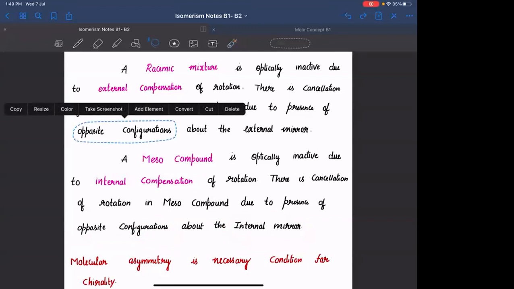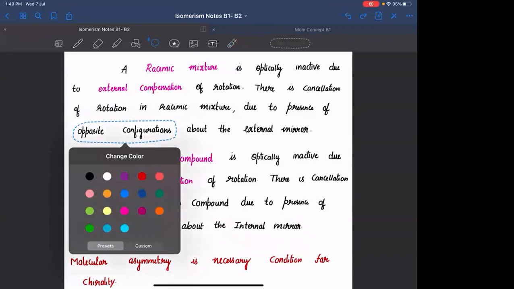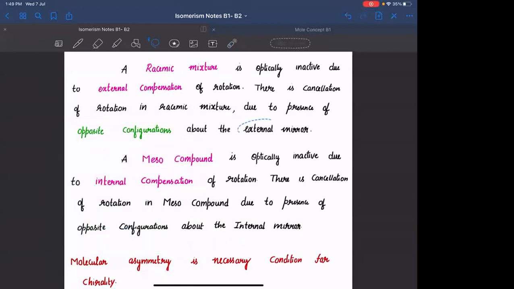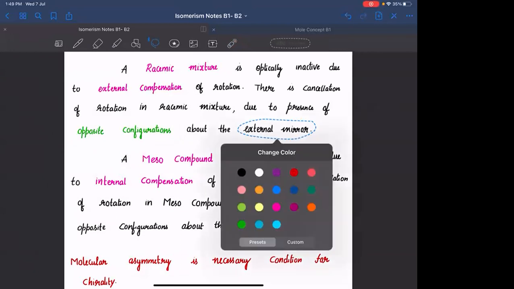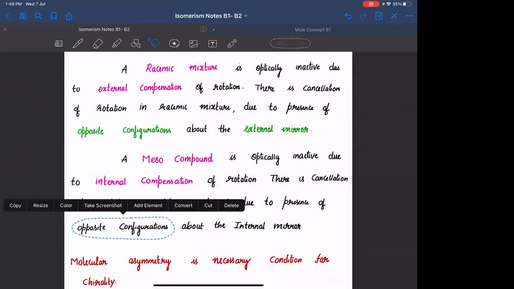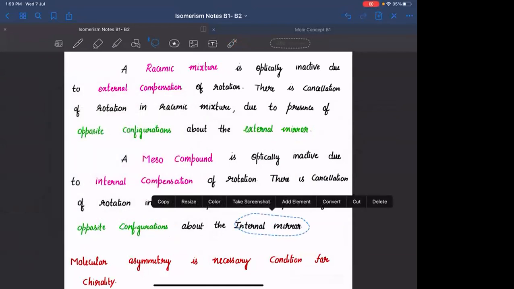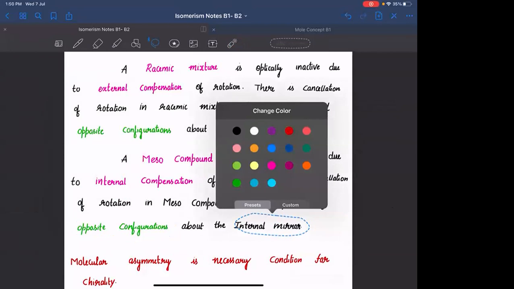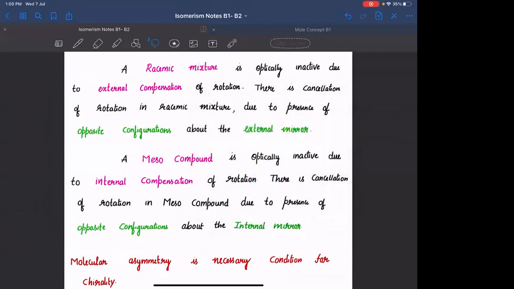Opposite configurations about an external mirror in case of a racemic mixture, opposite configurations about an internal mirror, within the molecule itself, in case of a meso compound. Can I move ahead? Everyone please put your video on.